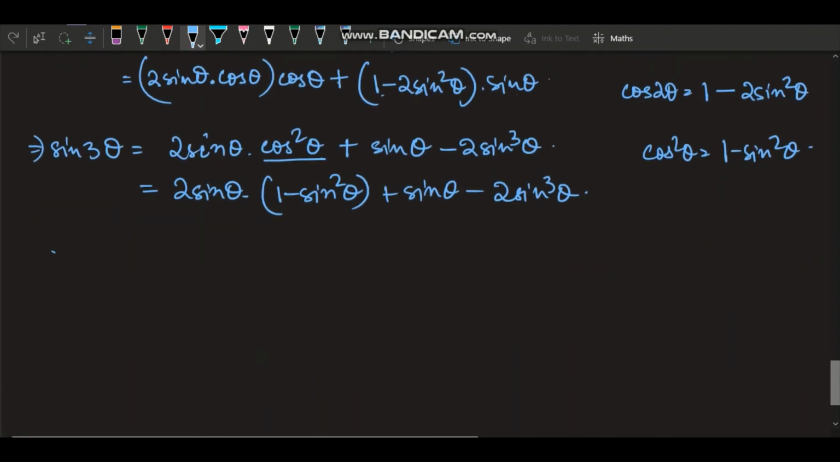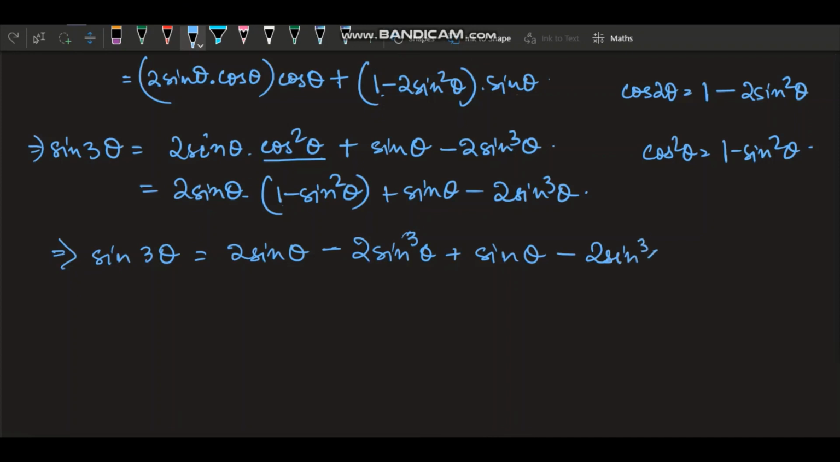So what you get? You have sine 3 theta equals 2 sine theta, because 2 sine theta into 1 is 2 sine theta, minus 2 sine cube theta plus sine theta minus 2 sine cube theta. So what are you getting? You are getting sine 3 theta equals 3 sine theta minus 4 sine cube theta.